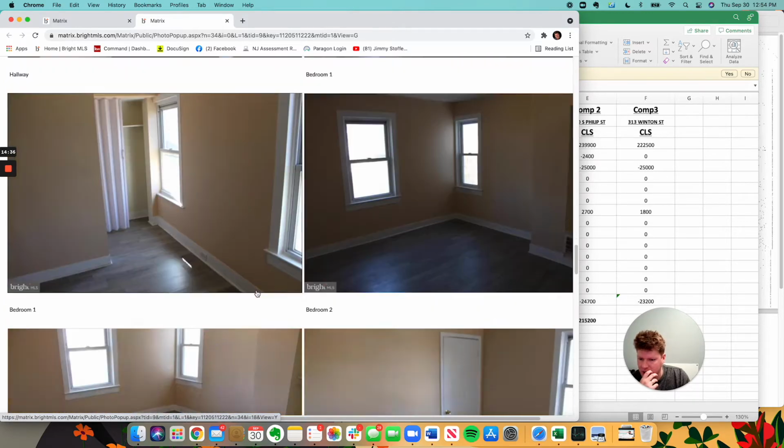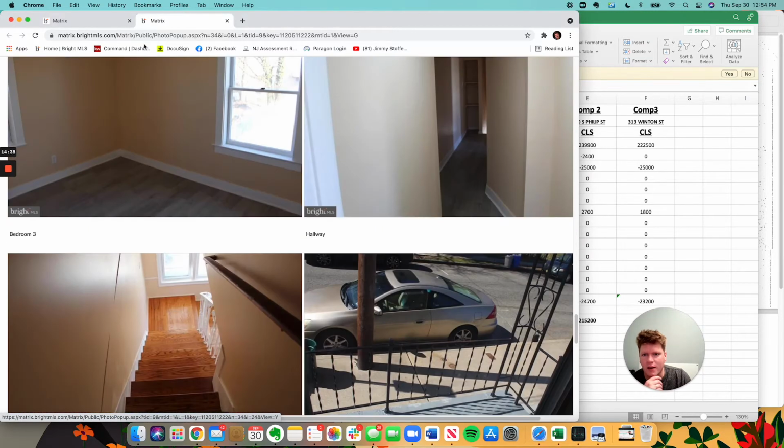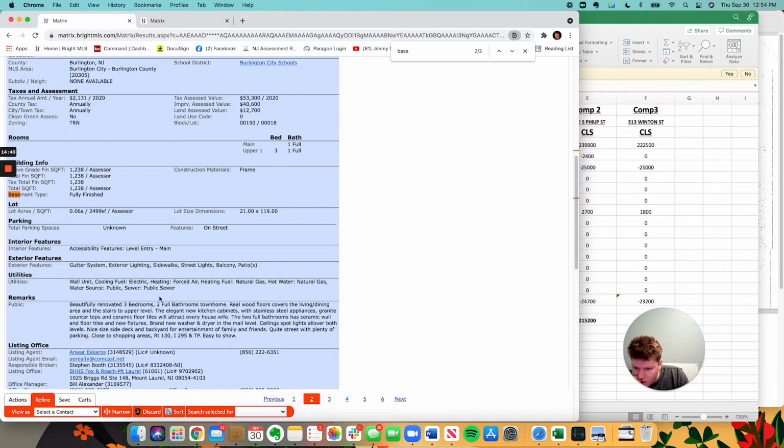I don't buy that this basement was finished. I just feel like I don't buy it. What's it say in the description? Brand new washer and dryer in the main level, ceiling spotlights all over both levels, deck and backyard, quiet street with plenty of parking.